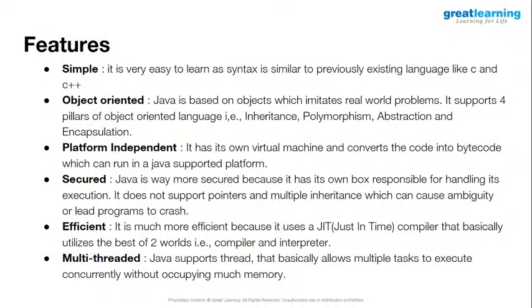It's efficient because it uses a just-in-time compiler, which is basically the best of the compiler and the best of the interpreter. The best of both of these worlds has been used in JIT, that is the just-in-time compiler. Okay, efficient, right? Multi-threaded. Java supports multi-threading because it allows us to multitask, or to execute concurrently without occupying so much memory. Okay, what do we mean by multi-threading?